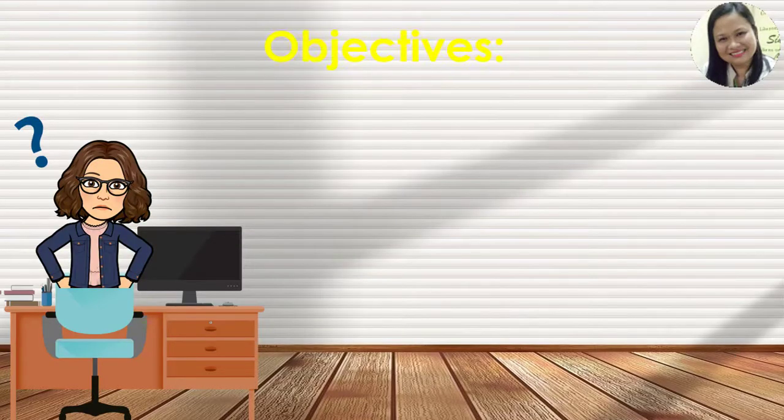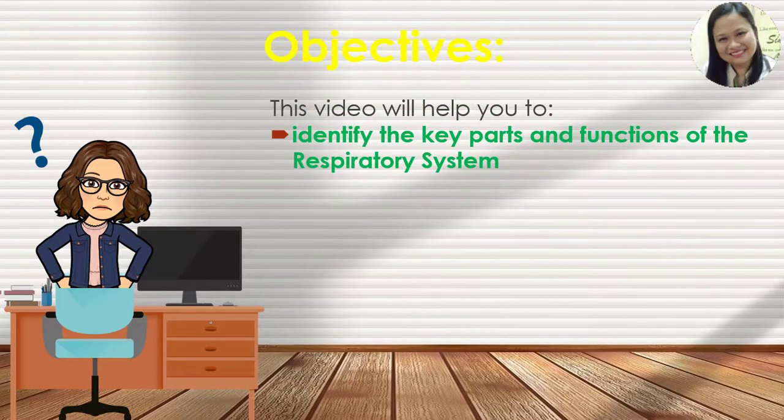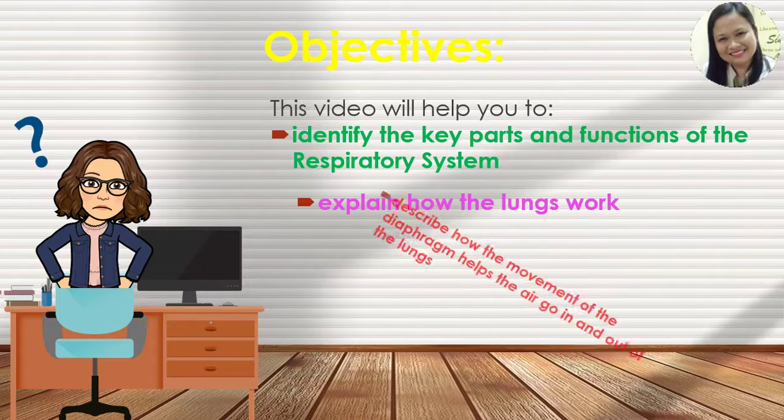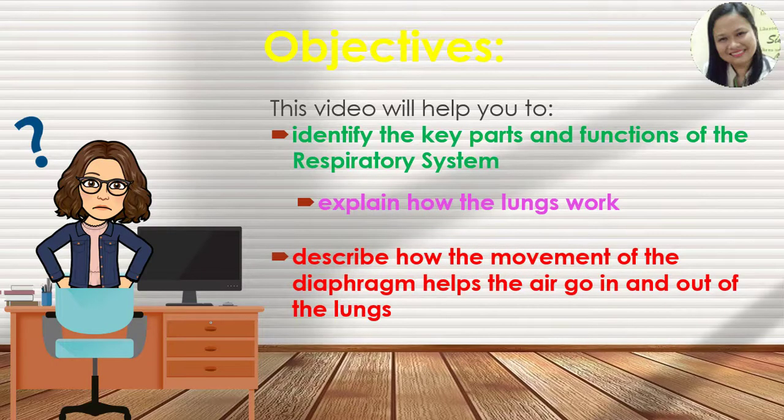What are the objectives? Number 1, identify the key parts and functions of the respiratory system. Number 2, you have to explain how the lungs work. And the last is, describe how the movement of the diaphragm helps the air go in and out of the lungs.